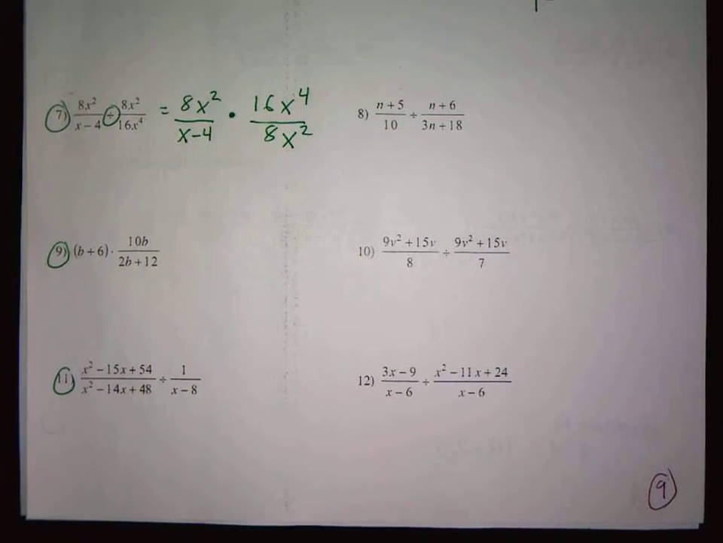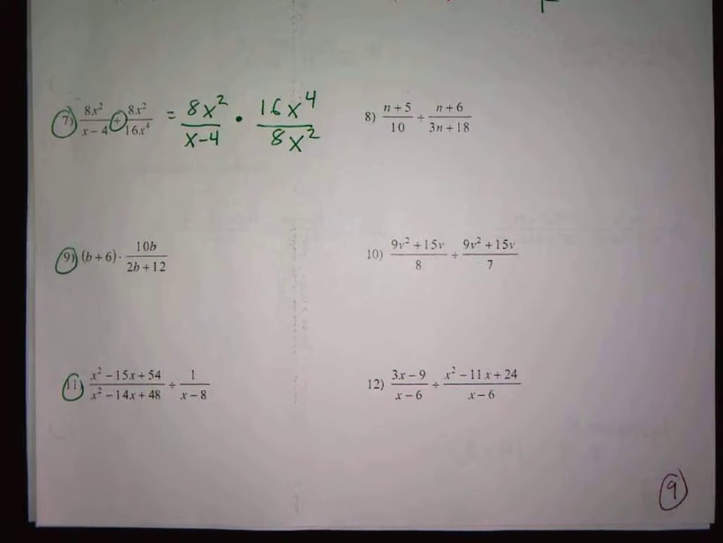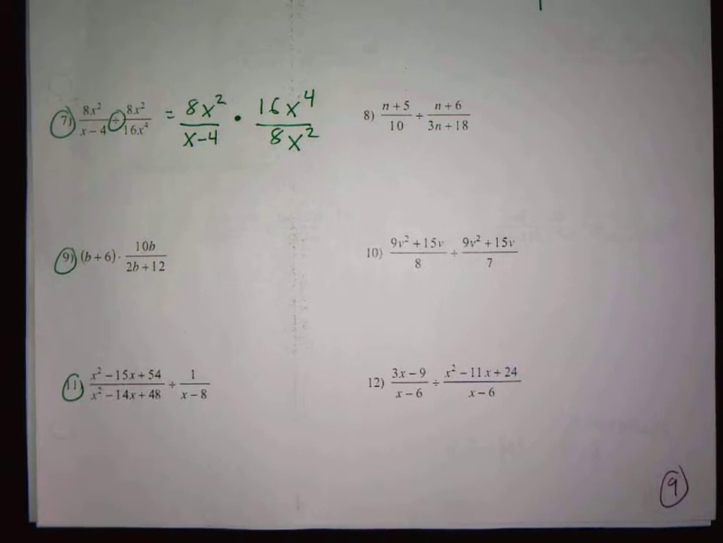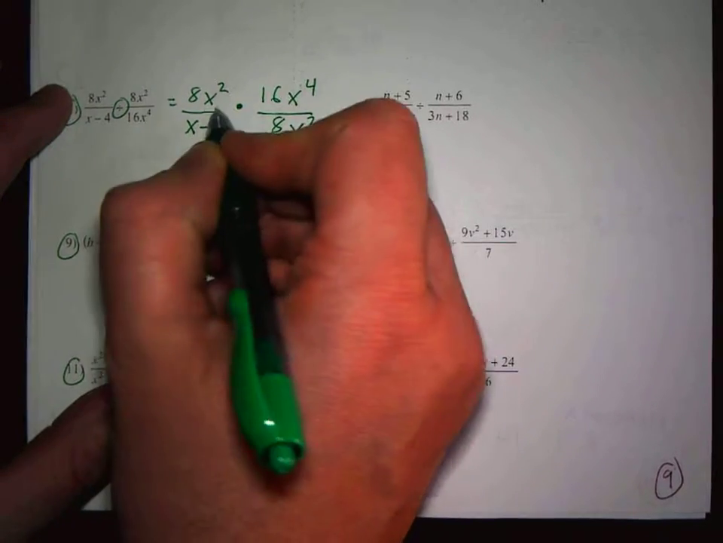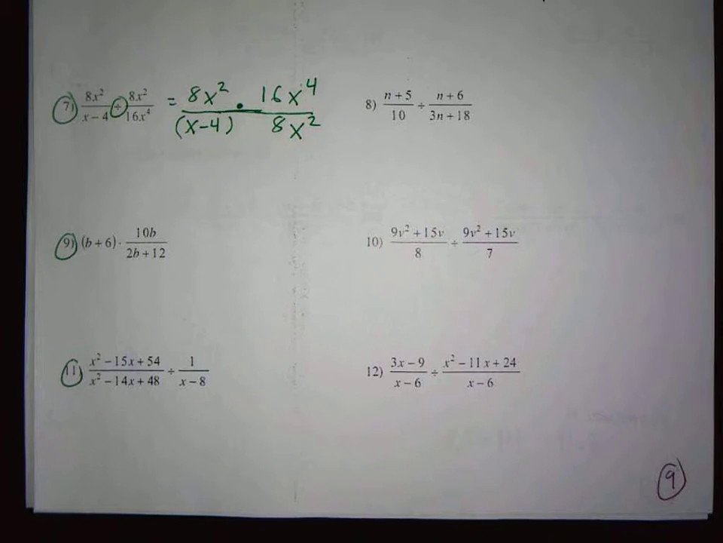Now let's think through this. Now 8x squared we could separate, right? 16x to the 4th, we could separate all those. 8x squared we could separate those because they're all multiplication. But x minus 4 is together. So as soon as I make this one big fraction, I need to make sure I put that in parentheses to remember that those two were together. Okay?